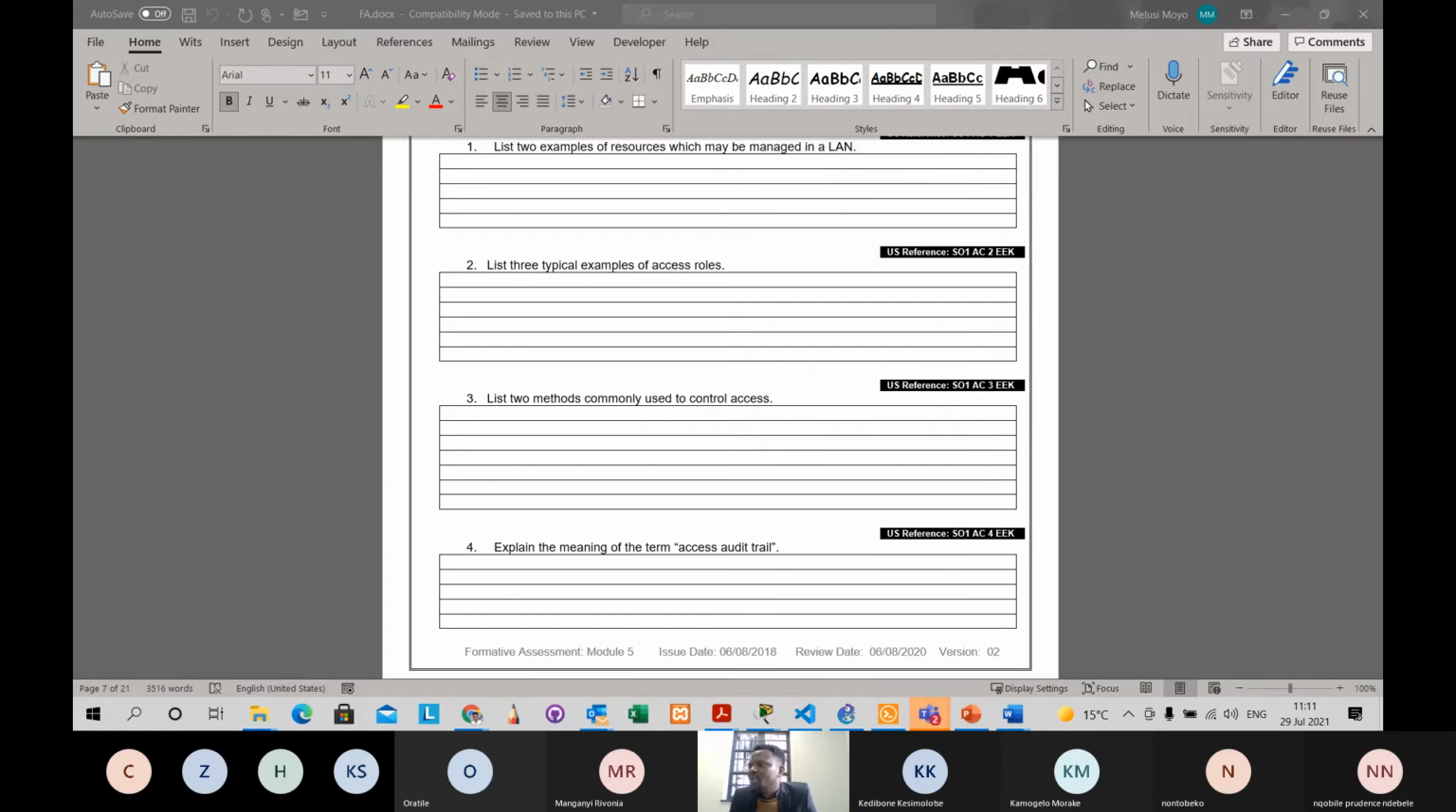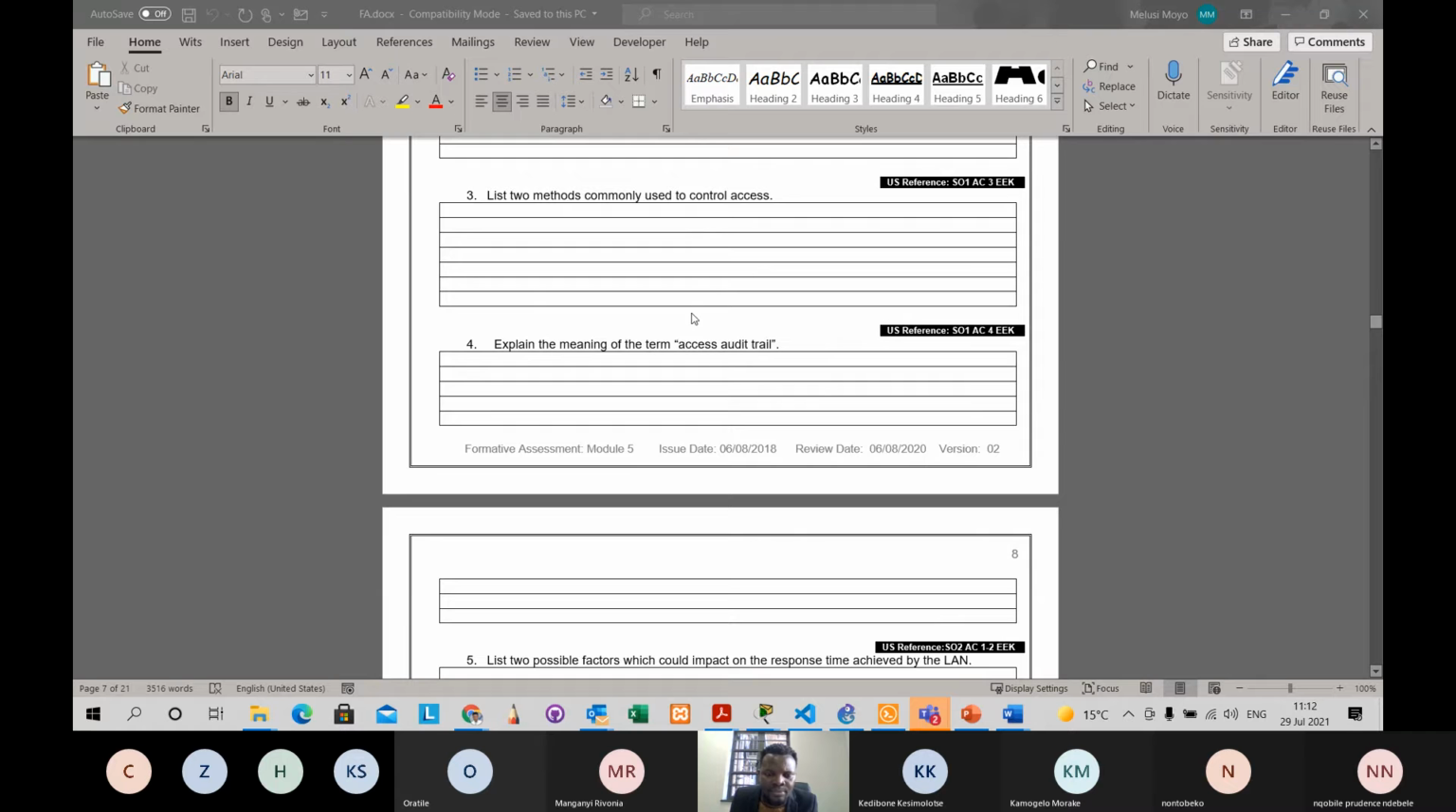The administrator, the guest, the super users, the power users, and just a user. So we have many different access controls. All right, so you choose three to go with.